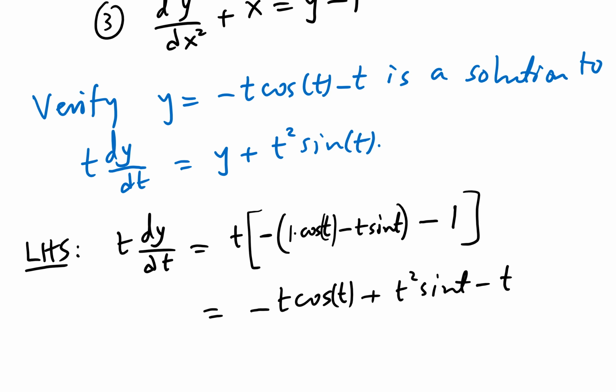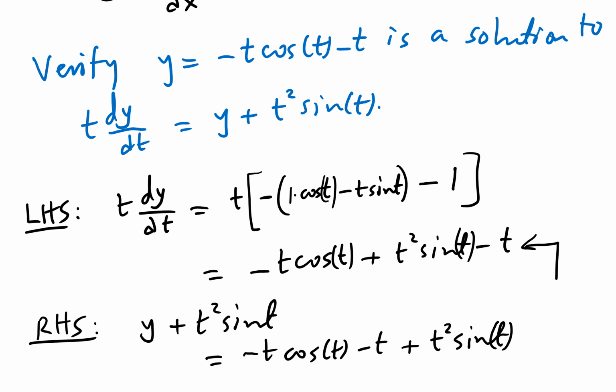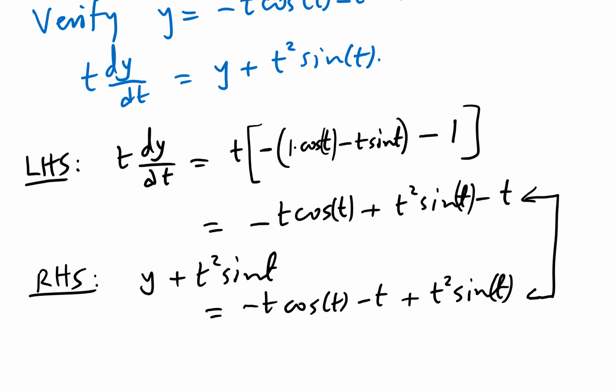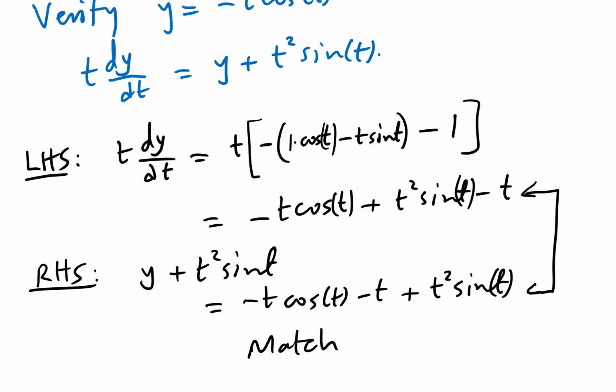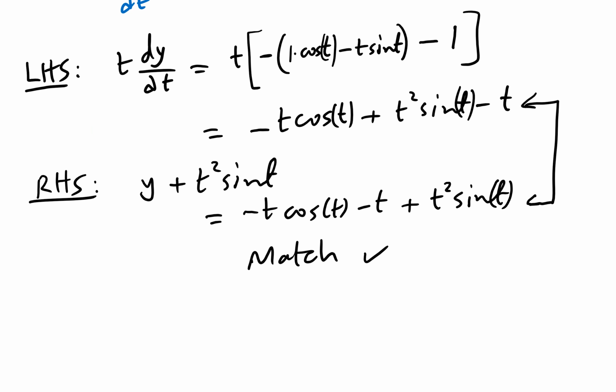To get to the right-hand side, the right-hand side is y plus t squared sine t. But what is y? y is negative t cosine of t minus t. And then keep the t squared sine t the same. Notice, do you think these match? Yes, they do. They match. So that proves to us that the given solution is a solution to that given differential equation.